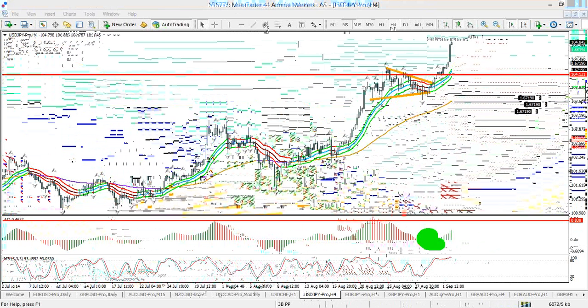So, you know, a continuation at that point was possible when the AO goes back to the zero line.